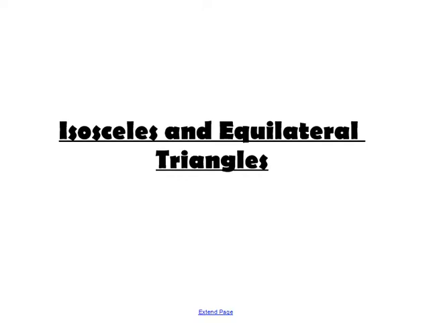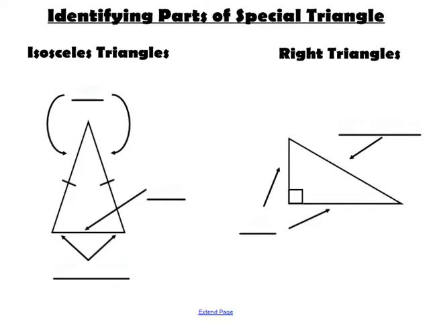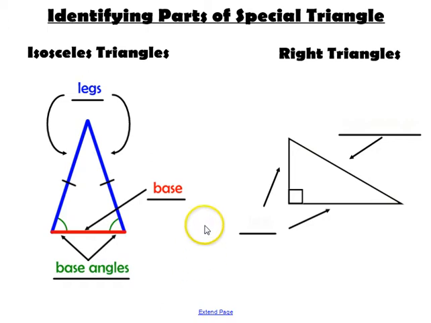Isosceles and equilateral triangles. When we're identifying parts of a special triangle, we want to talk about the isosceles and right triangles. Isosceles triangles, remember, are defined as triangles that have at least two congruent sides. Those congruent sides are called the legs of the triangle. And then the third side that is not congruent to the other two is called the base of the triangle. Then those two angles that appear on the base of the triangle are called the base angles.